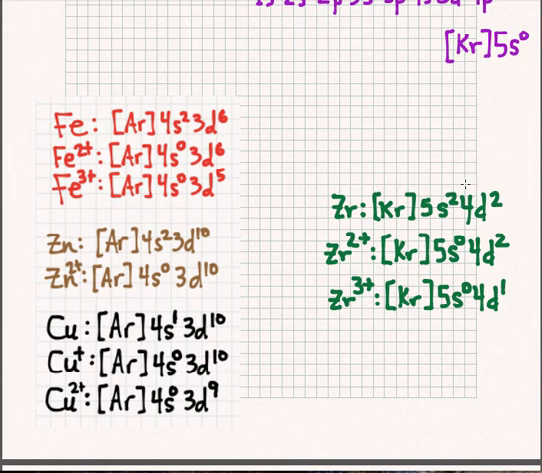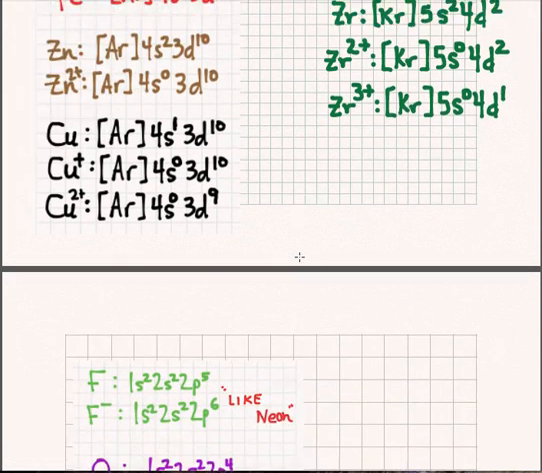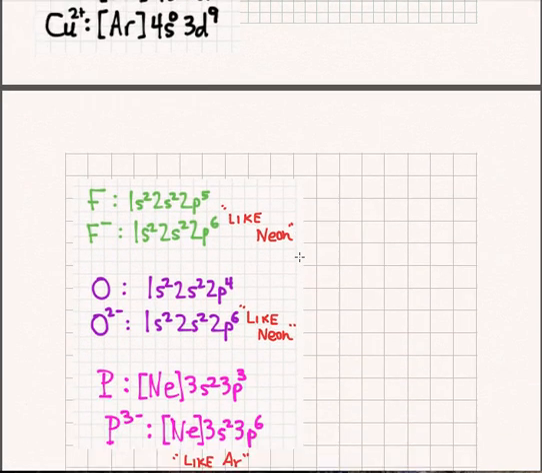Zirconium. Here's the noble gas abbreviated electron configuration. But I wonder which of these 2 electrons will leave if zirconium wants to make a 2 plus ion. Is it the 4d electrons? No, it's the 5s. It's only transition metals that do this. So you'll notice this zirconium 3 plus in many ways looks similar to the iron 3 plus. Not exactly, but I see a pattern.